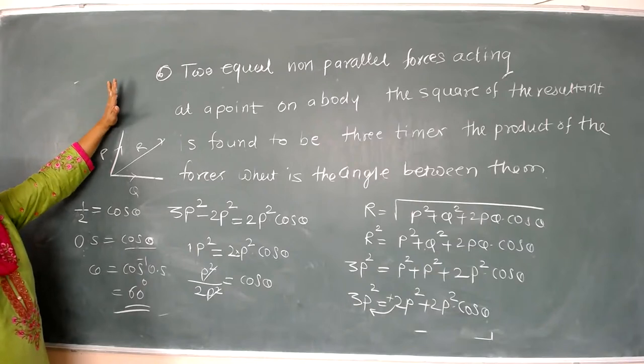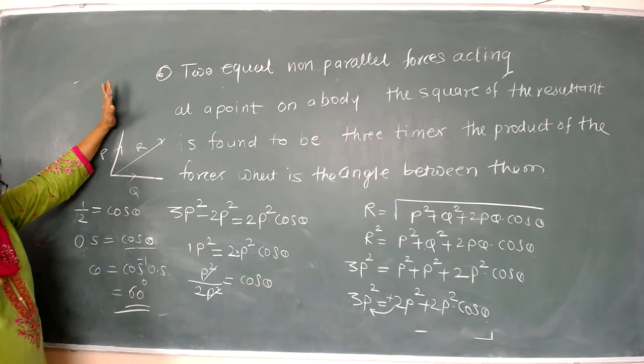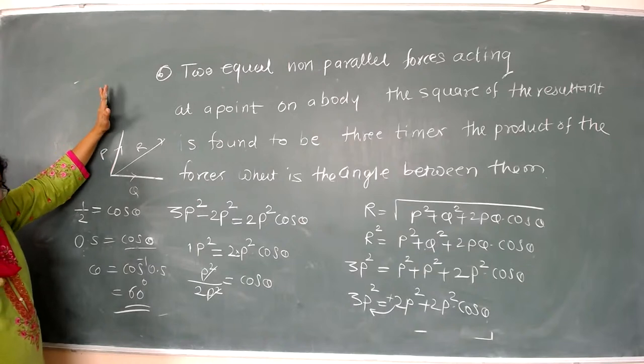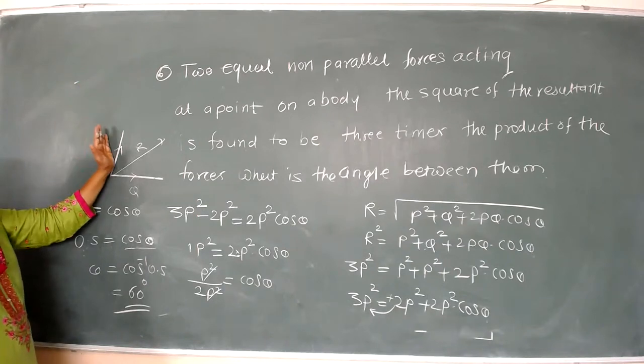When we solve numericals, read the question carefully, then solve it. Each numerical carries 5 marks. So simplify the question carefully and remember the related formulas. In this way, we solve these questions.